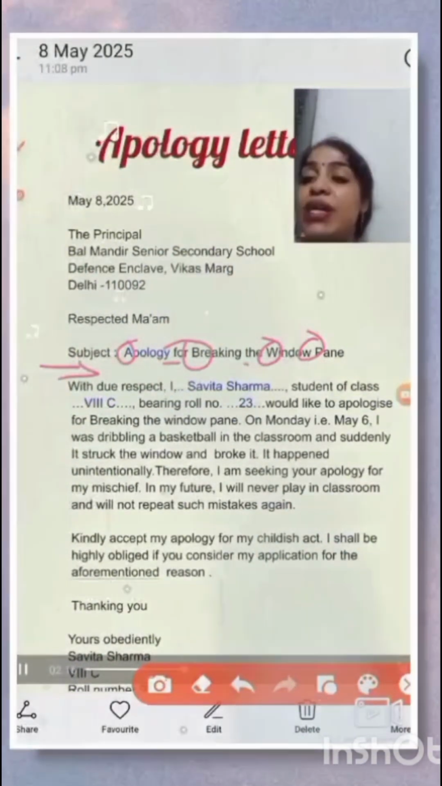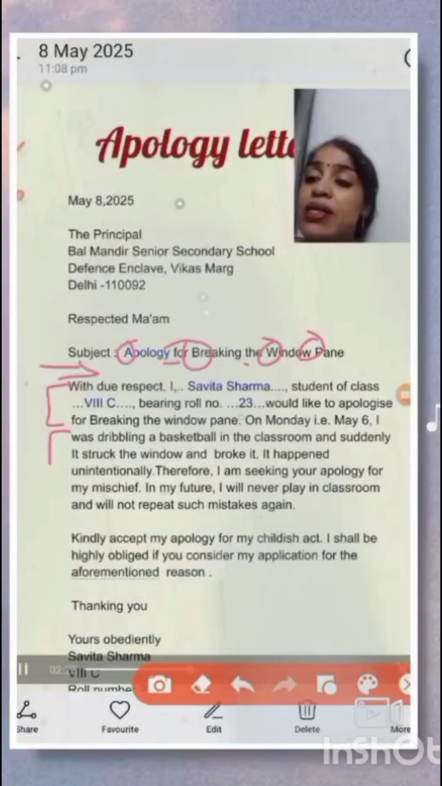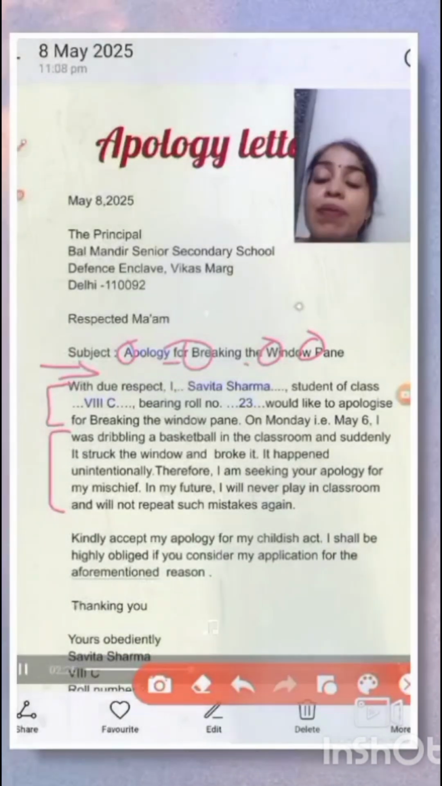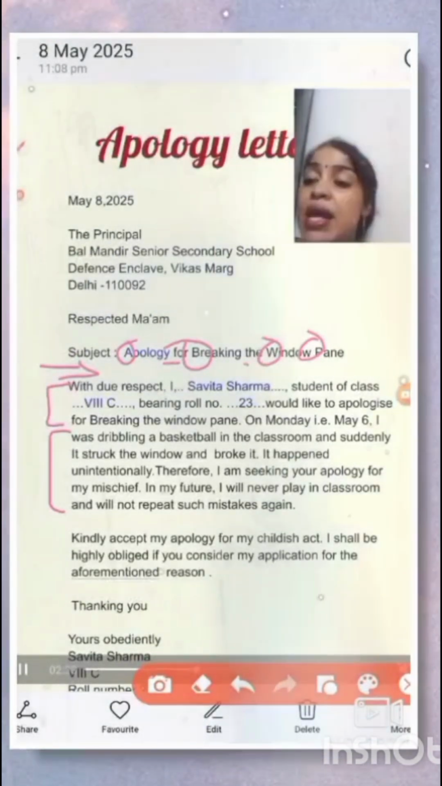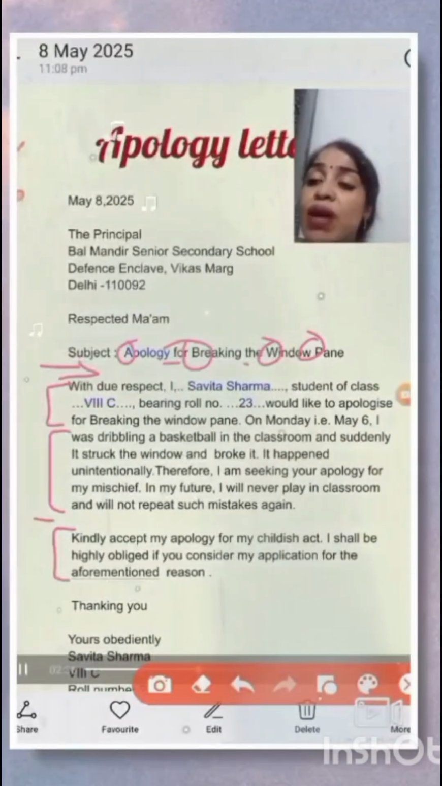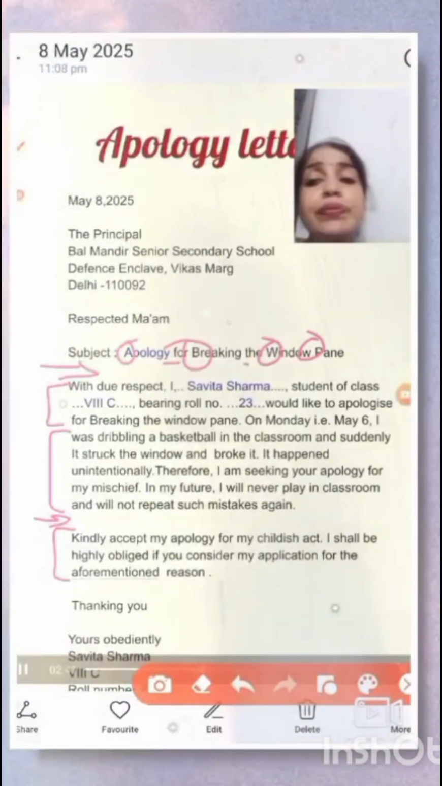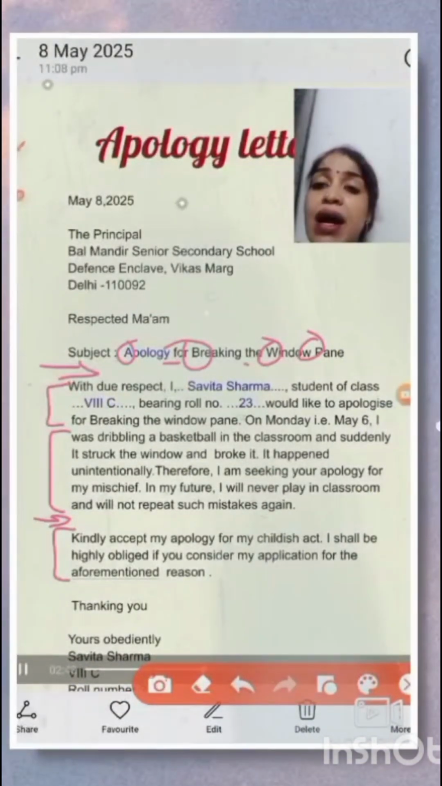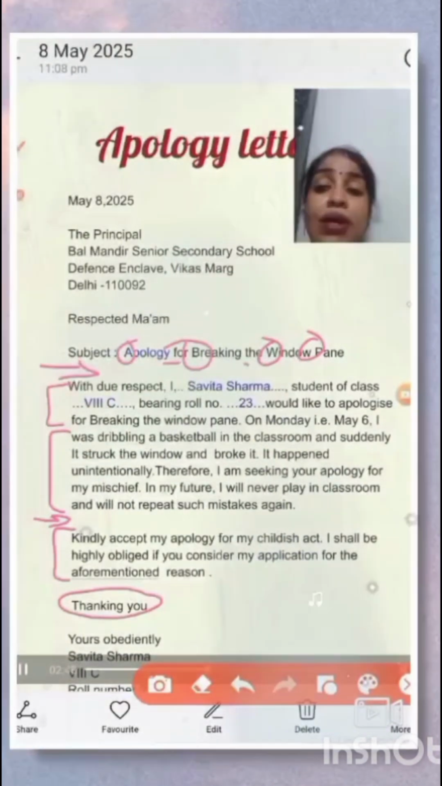The body of the application is divided into three sections. First is the introductory section, where you are introducing yourself. Second is the main body, where you are describing your mistake, or accepting or discussing the issue for which you are writing this application. And at the end, after leaving one line, you have to write the closing lines where you are requesting them to accept your apology. After this, you have to write thanking you. It should be thanking you, not thank you.